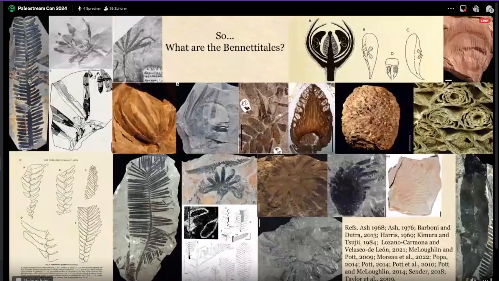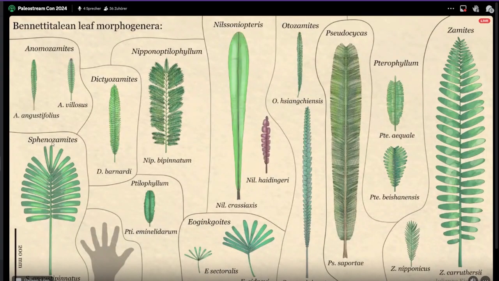So just a quick overview of the leaves. As I said before, they can be very cycad-like, Zamites on the right-hand side. Their leaves were mostly pinnate, which means basically they had a long central stem with many small leaflets coming off the sides. And that is what you see typically in Paleoart.